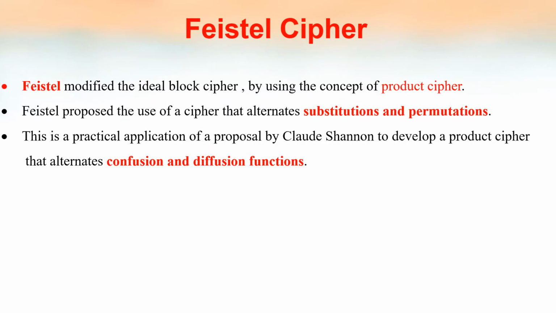Feistel modified the ideal block cipher by using the concept of product cipher. Product cipher means it uses substitutions and also permutations. Permutations here means transpositions. So a combination of substitution and permutation is used by the Feistel cipher. It also uses the functions confusion and diffusion.